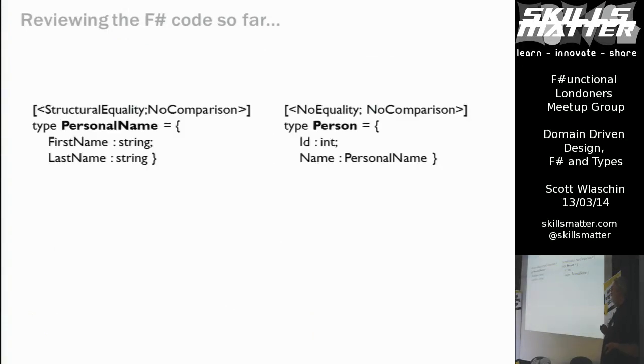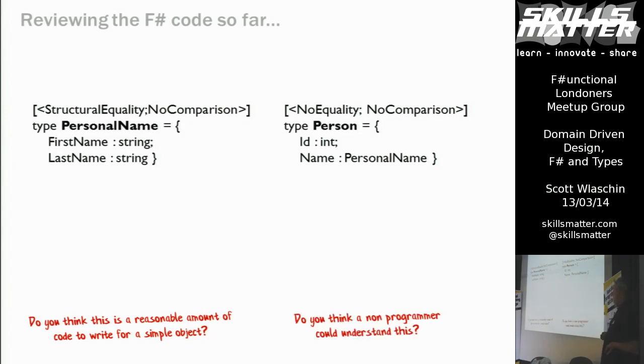So here are the two types in F#. 6 lines of code, 8 lines of code if you include the attributes. So, same two questions. Do you think this is a reasonable amount of code to write for a simple object? And I think yes. You couldn't get much simpler. I mean, really, this is about as little code as you could write to get across what you're trying to get across. Secondly, do you think a non-programmer could understand this?